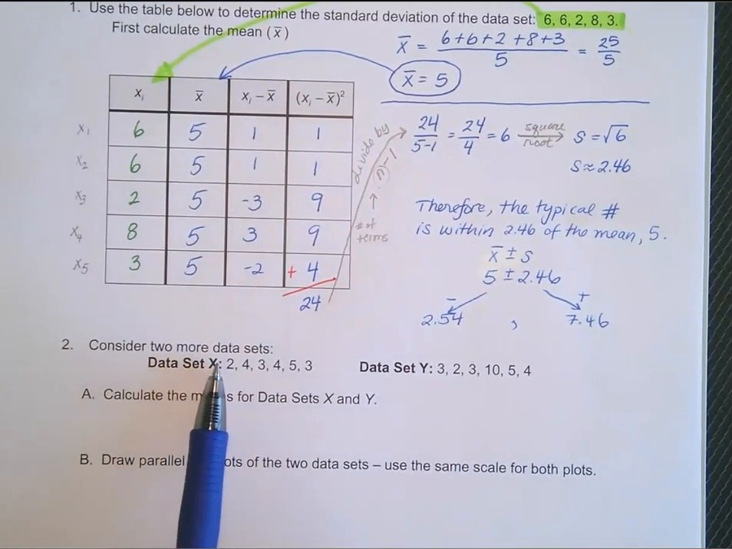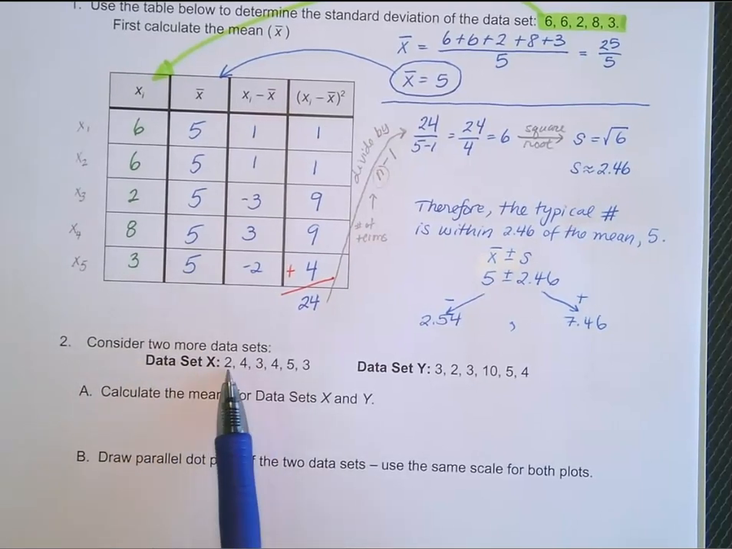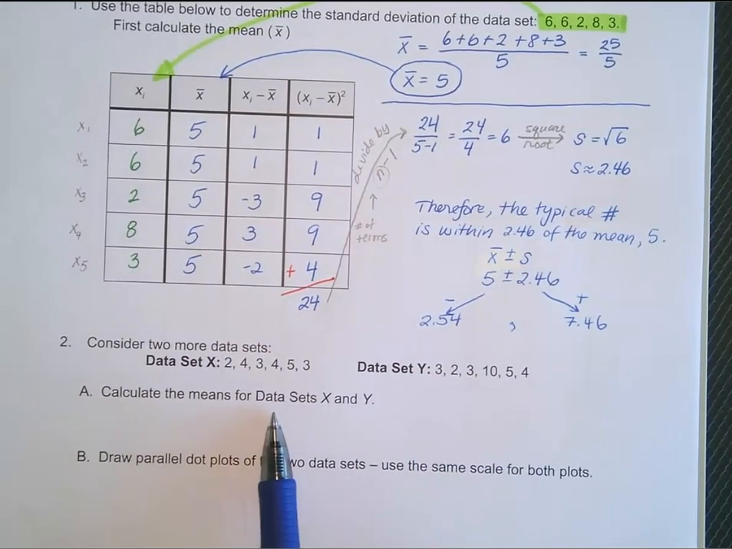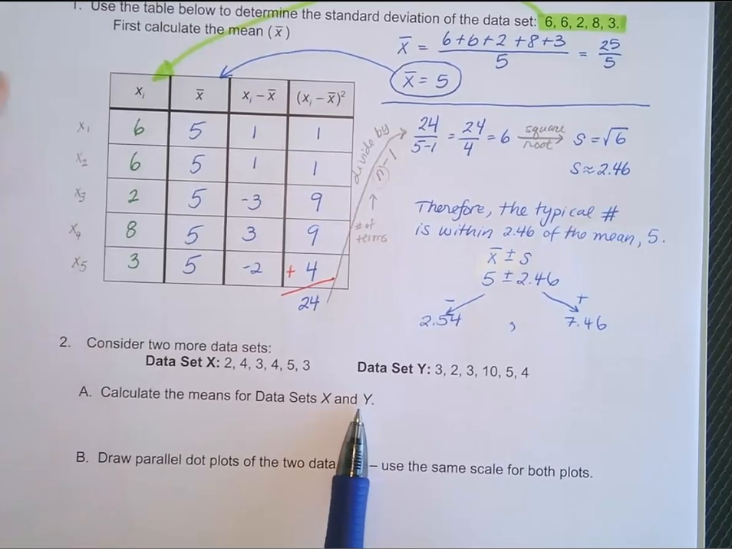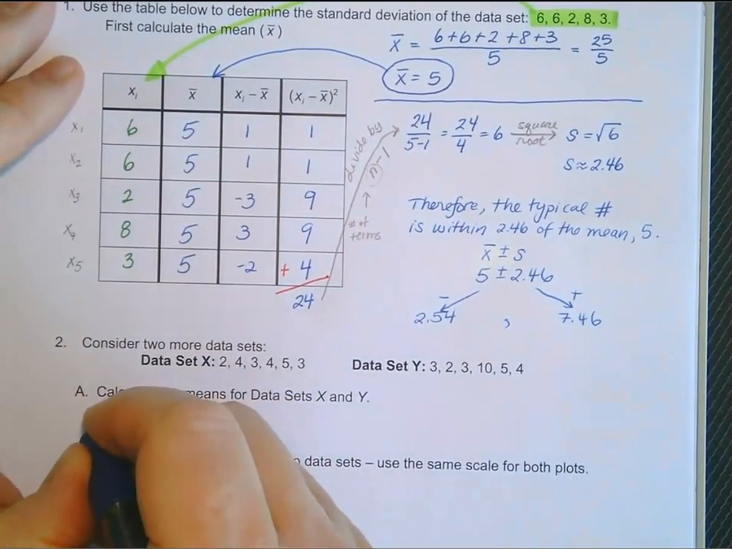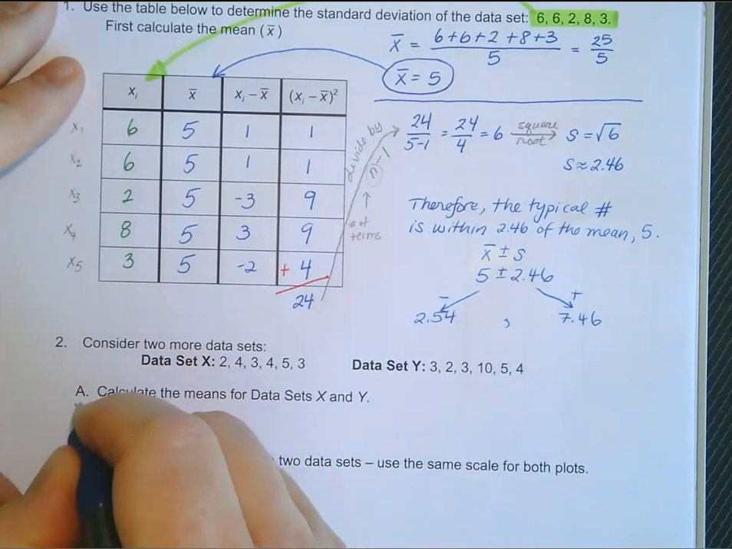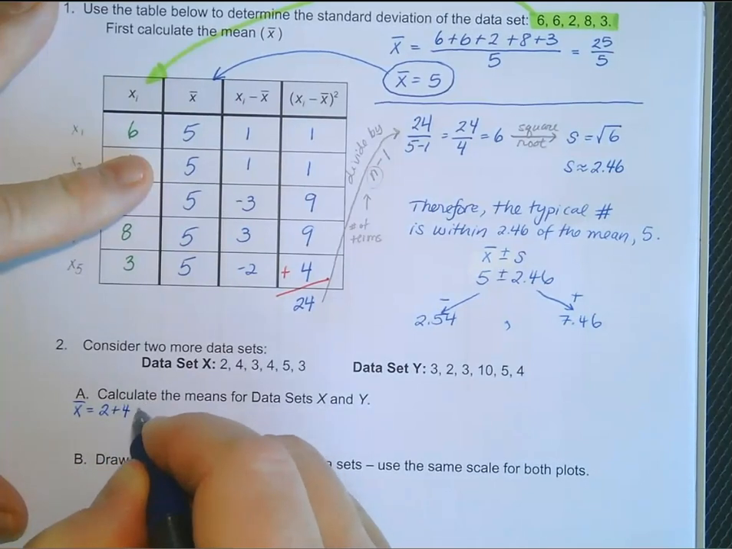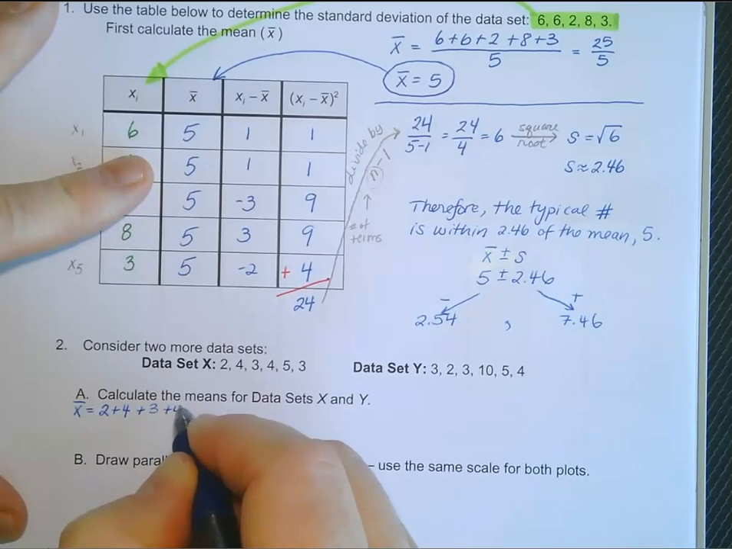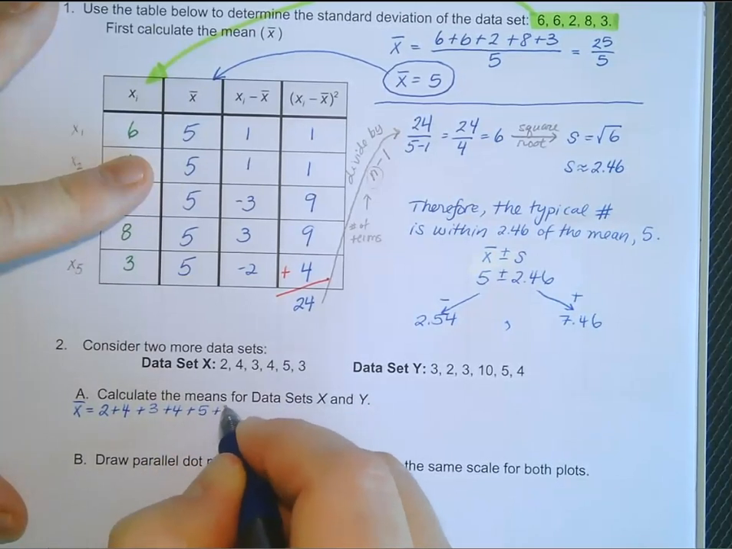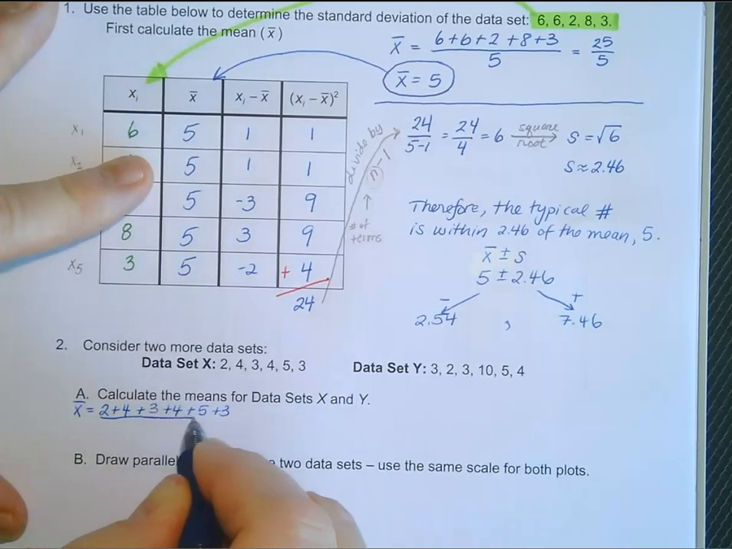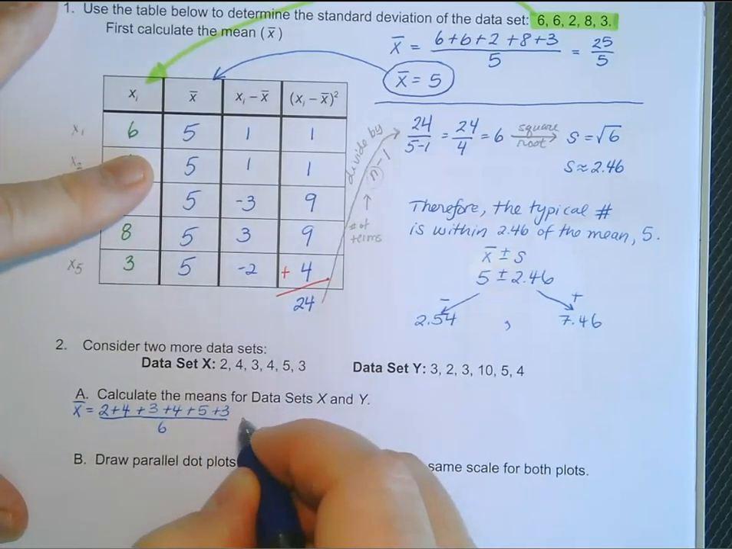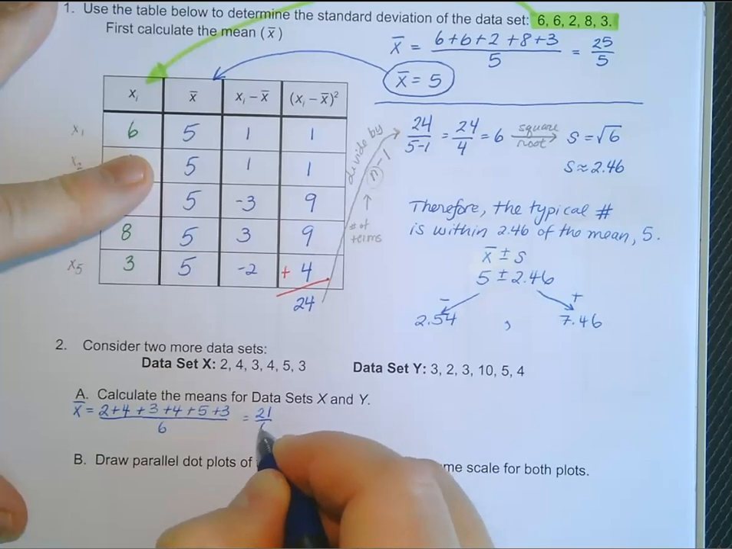Now we're going to consider 2 more data sets. We have data set X: 2, 4, 3, 4, 5, 3, and data set Y: 3, 2, 3, 10, 5, 4. It says calculate the means for data set X and Y. So I'm going to calculate the mean here. The mean for X is going to be 2 plus 4 plus 3 plus 4 plus 5 plus 3, and then that's all divided by, there's 1, 2, 3, 4, 5, 6 numbers. When I add those together, I'm going to get 21 over 6.